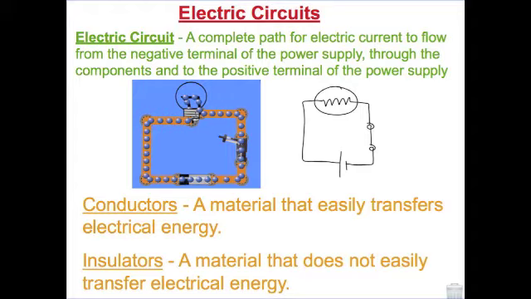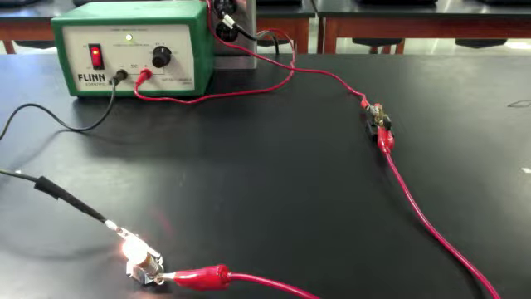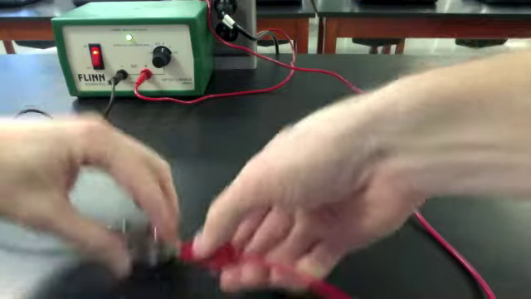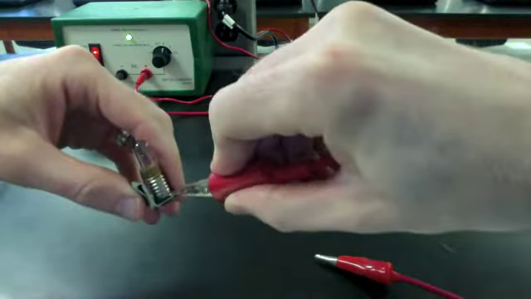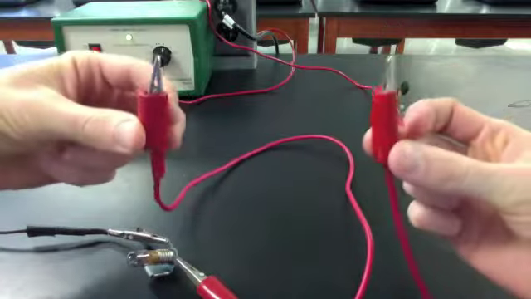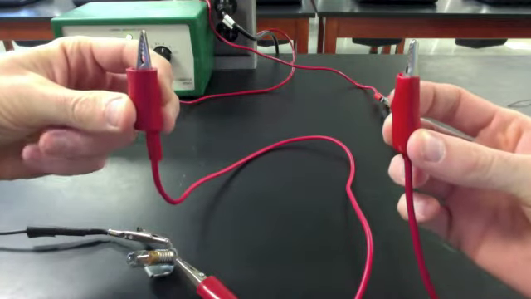Objects can be described as either conductors or insulators. A conductor is a material that easily transfers electrical energy. An insulator is the opposite, a material that does not easily transfer electrical energy. We can test if a material is a conductor or an insulator by putting it into our circuit and seeing if electrons will flow through it. If they do, the light bulb will light and it's a conductor. We can put materials in this gap and see if electrons will flow through it.